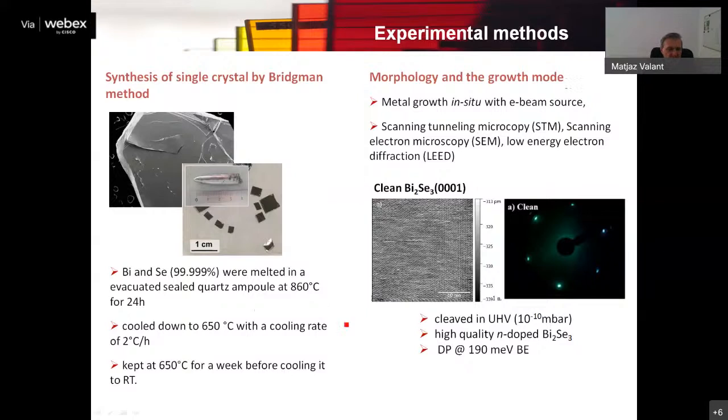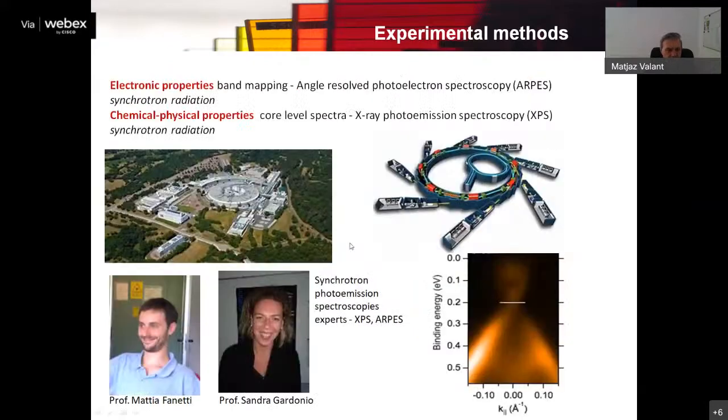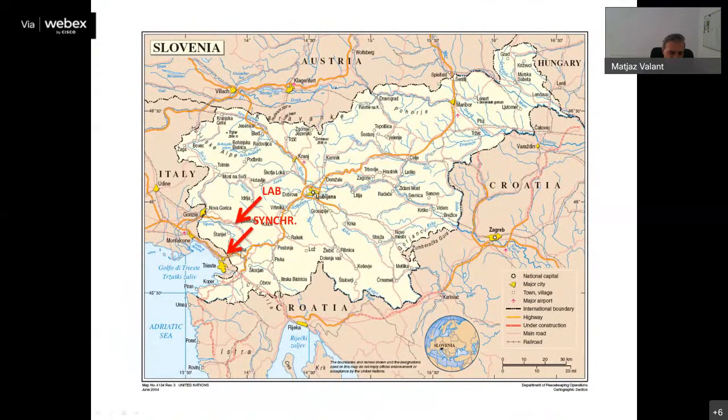Now, we produce our own single crystals using the Bridgman method. You see here on the left-hand side the single crystals that we have produced and then got out of this ingot. We analyze these crystals for their purity and crystal state using different, basically known methods: STM, SCM, LEED, and so on. Then we studied the electronic and chemical-physical properties by synchrotron techniques. Mainly for electronic properties we use angle-resolved photoelectron spectroscopy, and for chemical and physical properties, X-ray photoemission spectroscopy. The work has been done at the Trieste synchrotron. We are quite lucky because it is very close to our lab. I don't think it is even 30 kilometers apart.